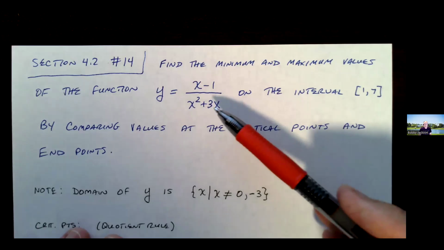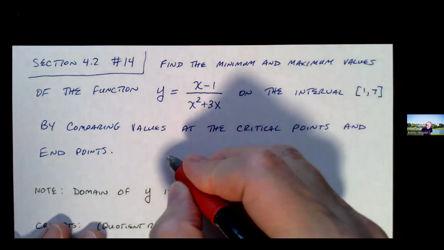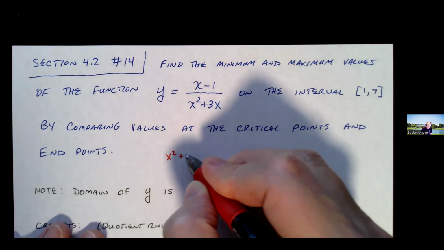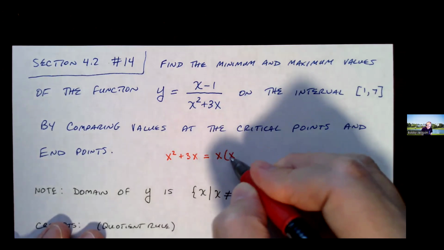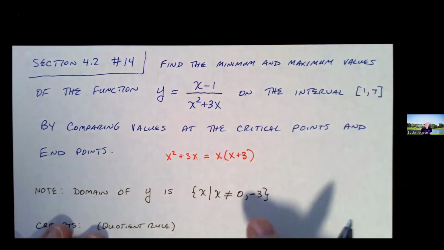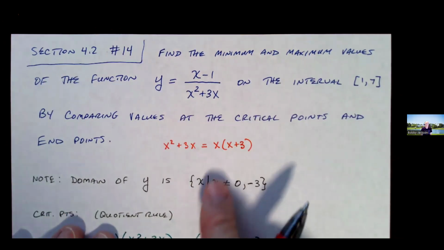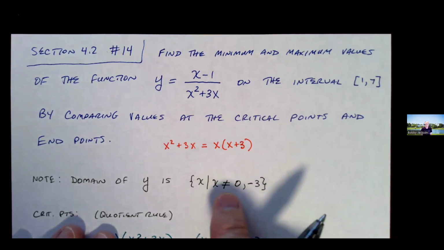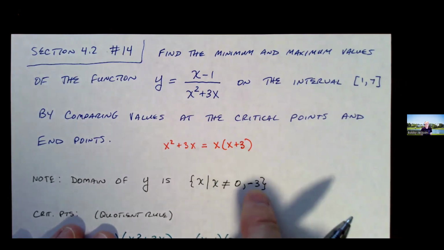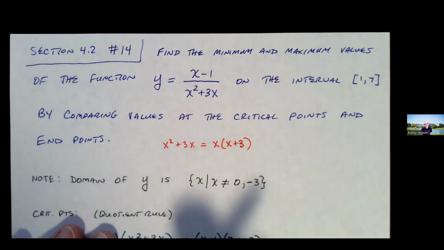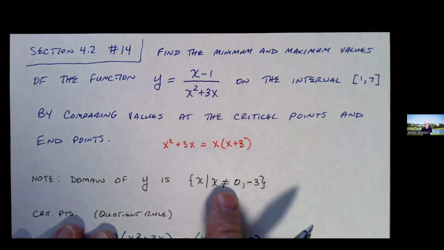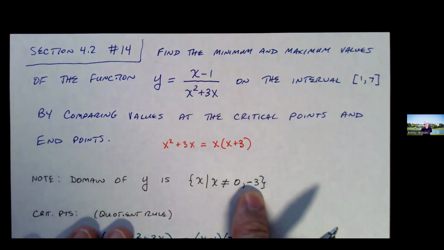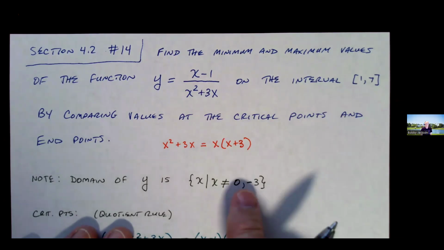You might just note that the denominator here for this rational function, which is x squared plus 3x, factors, right? Factoring out an x. And you can see from this that the domain of this function is all real values of x, such that x is not equal to 0 or -3. Those would make the expression undefined. In fact, the function, if we were to graph it, has vertical asymptotes at these values. Notice our interval from 1 to 7 excludes these values, okay?